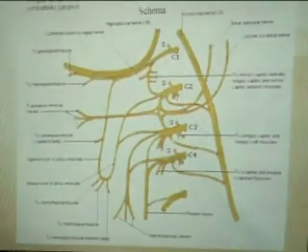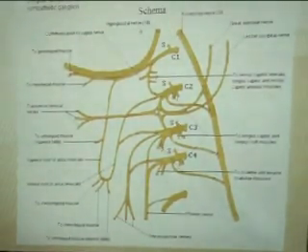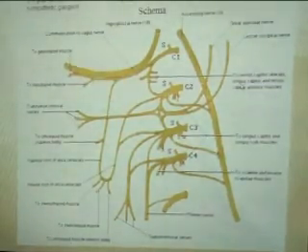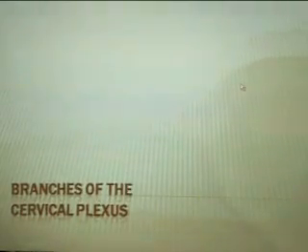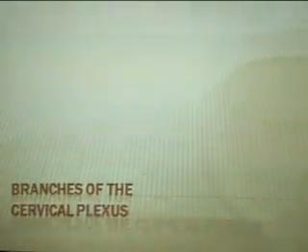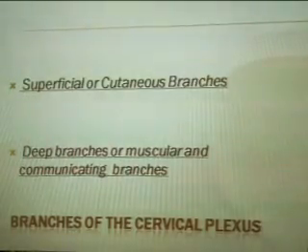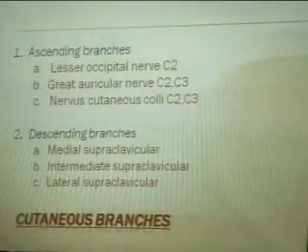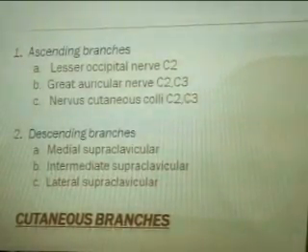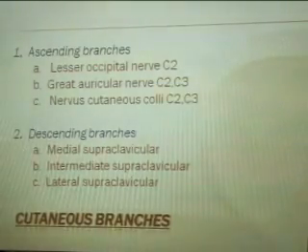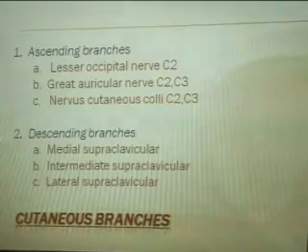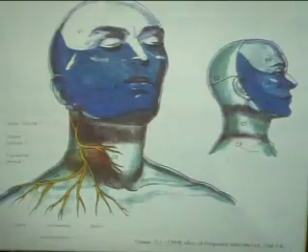So this is the cervical plexus, where you can see that it supplies the cutaneous supply and the muscular supply also. So what are the branches of the cervical plexus? Superficial and deep. The superficial are either ascending branches, that is lesser occipital, greater auricular, and nervus cutaneous colli, or the descending branches, that is supraclavicular, medial, intermediate and lateral.